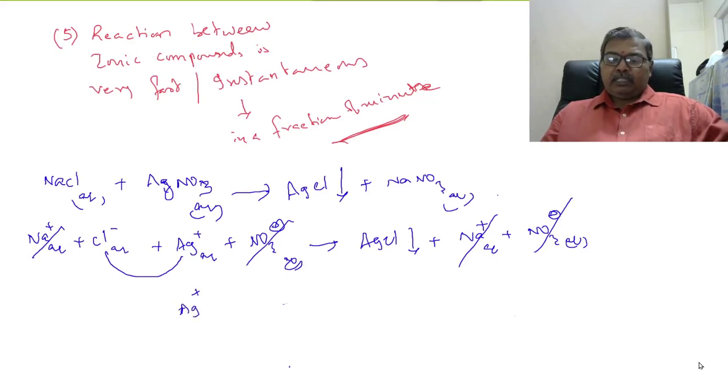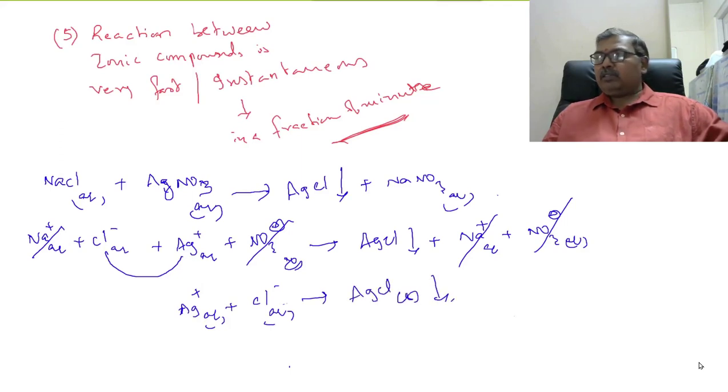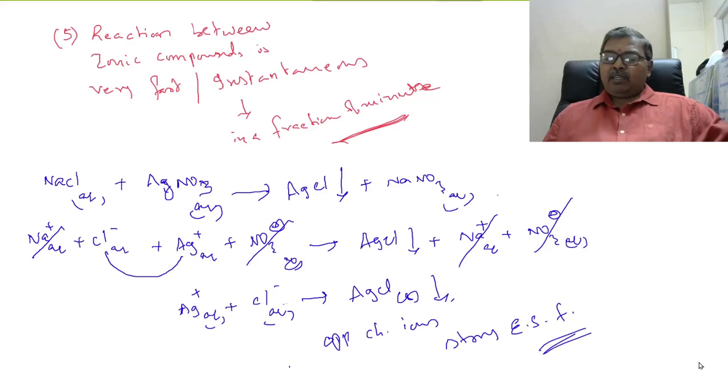Now, the net equation is Ag plus in the solution and Cl minus ions in the solution combine to give solid AgCl. This is the net equation involved in the reaction. So it is a reaction between oppositely charged ions. There exists a strong electrostatic force of attraction between oppositely charged ions. Therefore, they readily combine to form a compound. So that is why the reaction between ionic compounds is very fast.